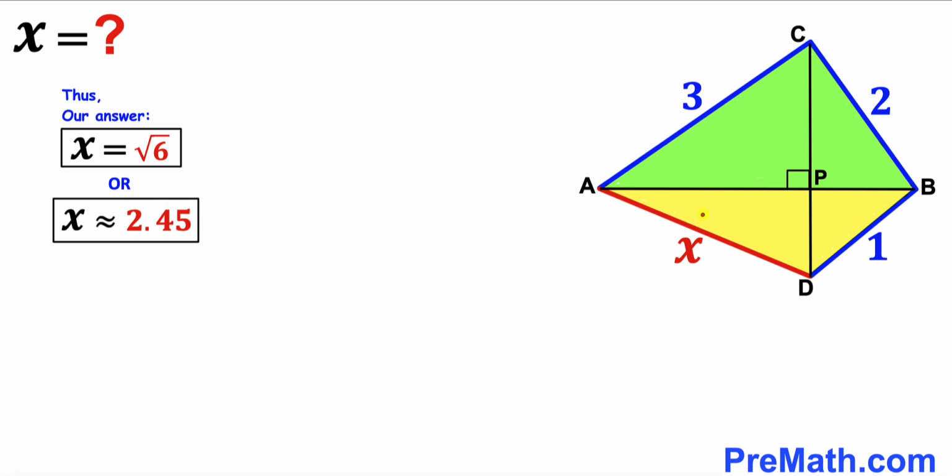Therefore our x value is square root of 6 units, and that is approximately equal to 2.45 units as well. And that's our final answer.